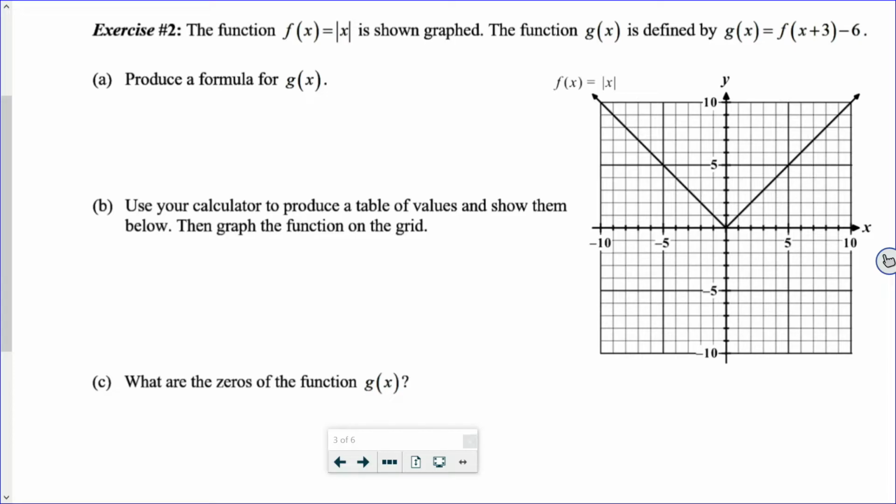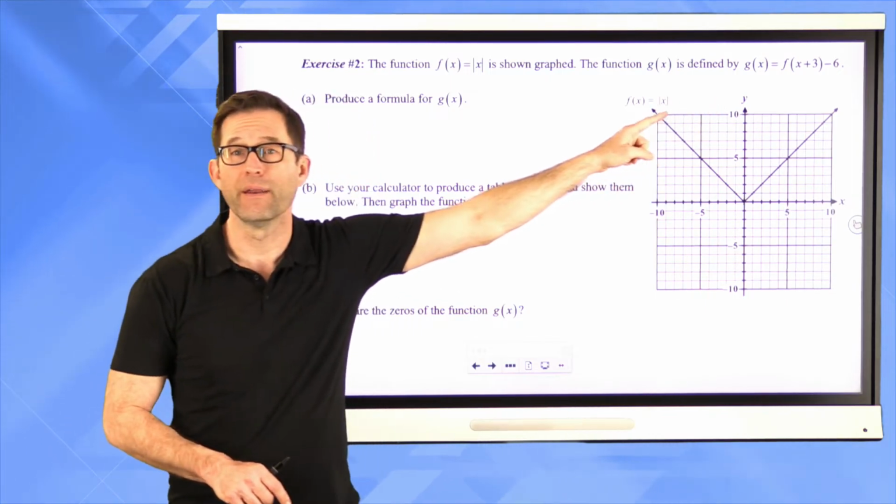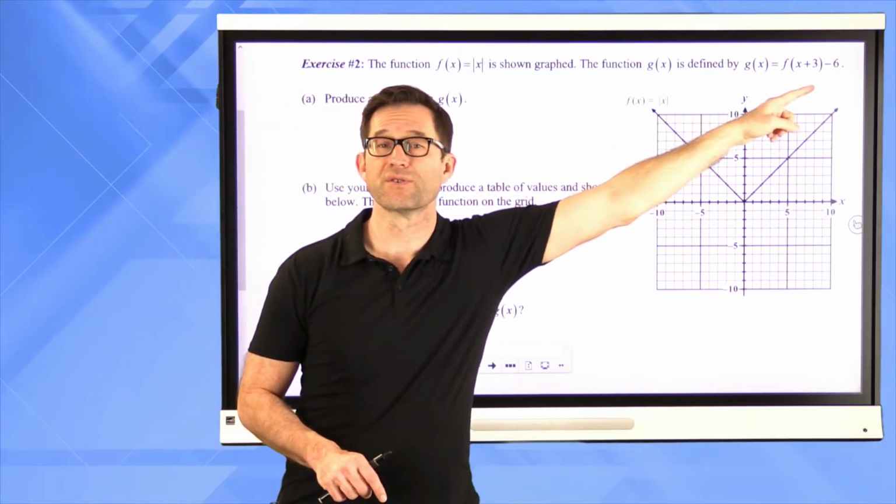The function f of x equals absolute value of x is shown graphed. The function g of x is defined by g of x equals f of x plus 3 minus 6. Letter A, produce a formula for g of x. Well, think about it this way, right? This really is a combination of our last problem, right? g of x equals f of x plus 3 minus 6.